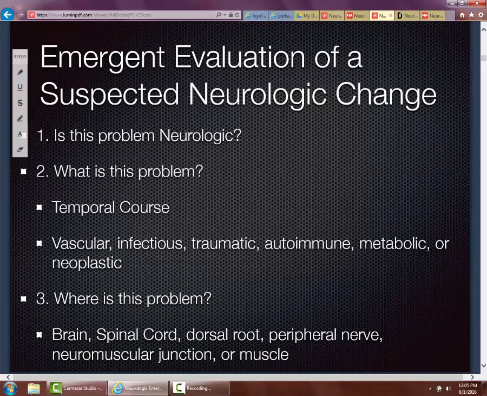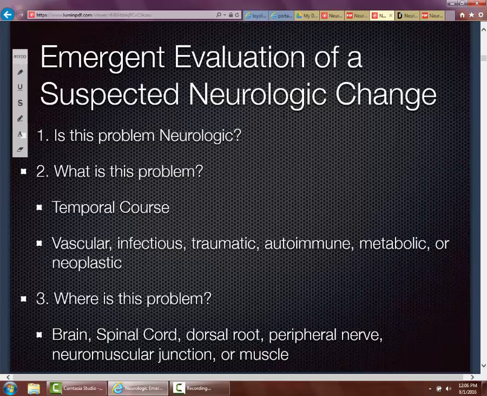Once you've established that the problem is likely neurologic, the next step is what kind of problem is this? You're going to primarily do that by understanding the temporal course of the disease, and that's primarily done by the history. Neurologic diseases have very characteristic temporal courses, and based on the temporal course, you can identify whether it's a vascular process, an acute process, or a subacute process, something like an infectious or an autoimmune process, metabolic or neoplastic.